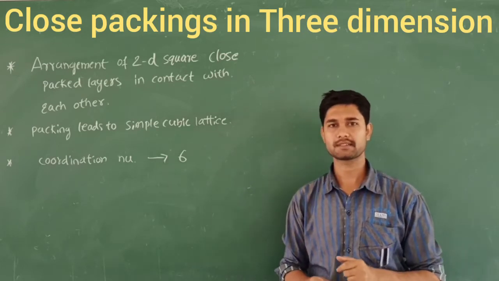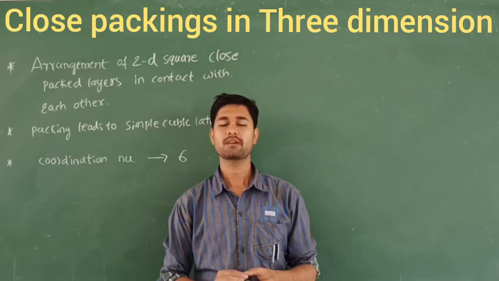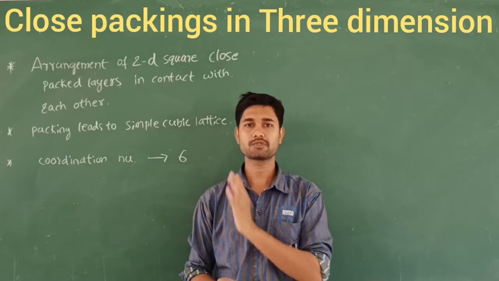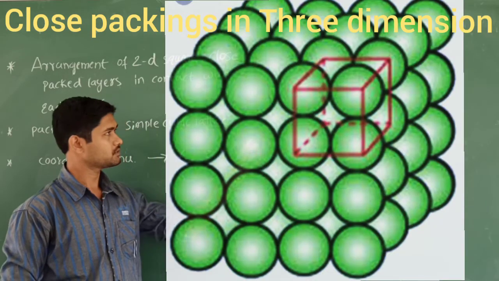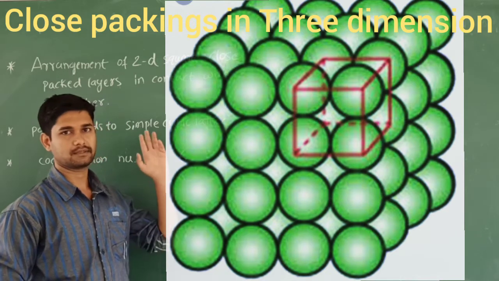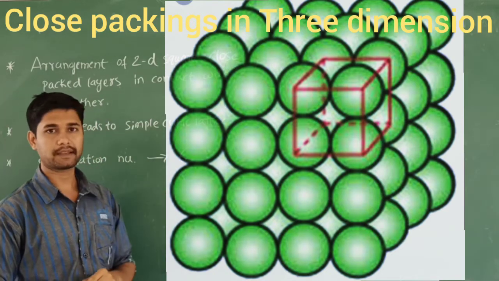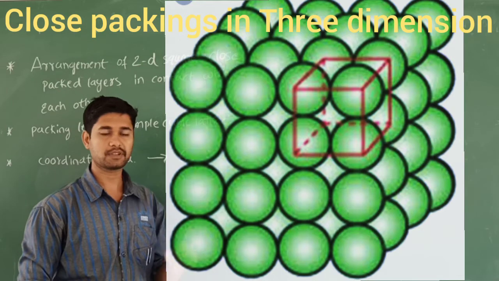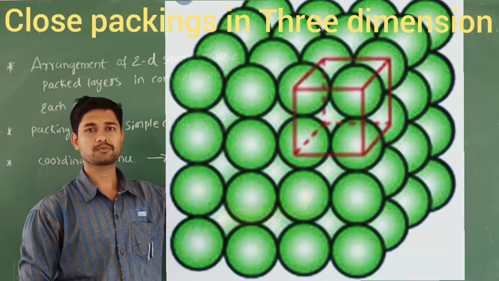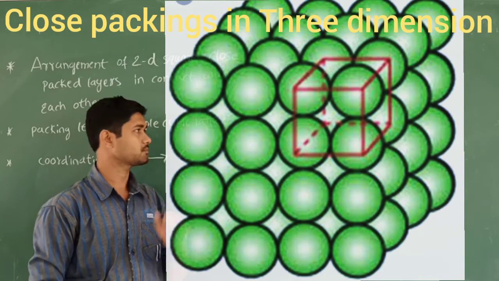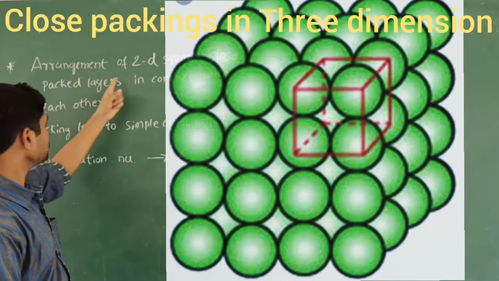Let's discuss the simplest one, which is formed by the square close packing system. When you look at this 3D structure, this is the 3D structure of the square close packing, which is formed from the 2-dimension. That makes the 3-dimensional picture. This is called close packing in the 3-dimension system. So what is that arrangement of the 2 dimension?